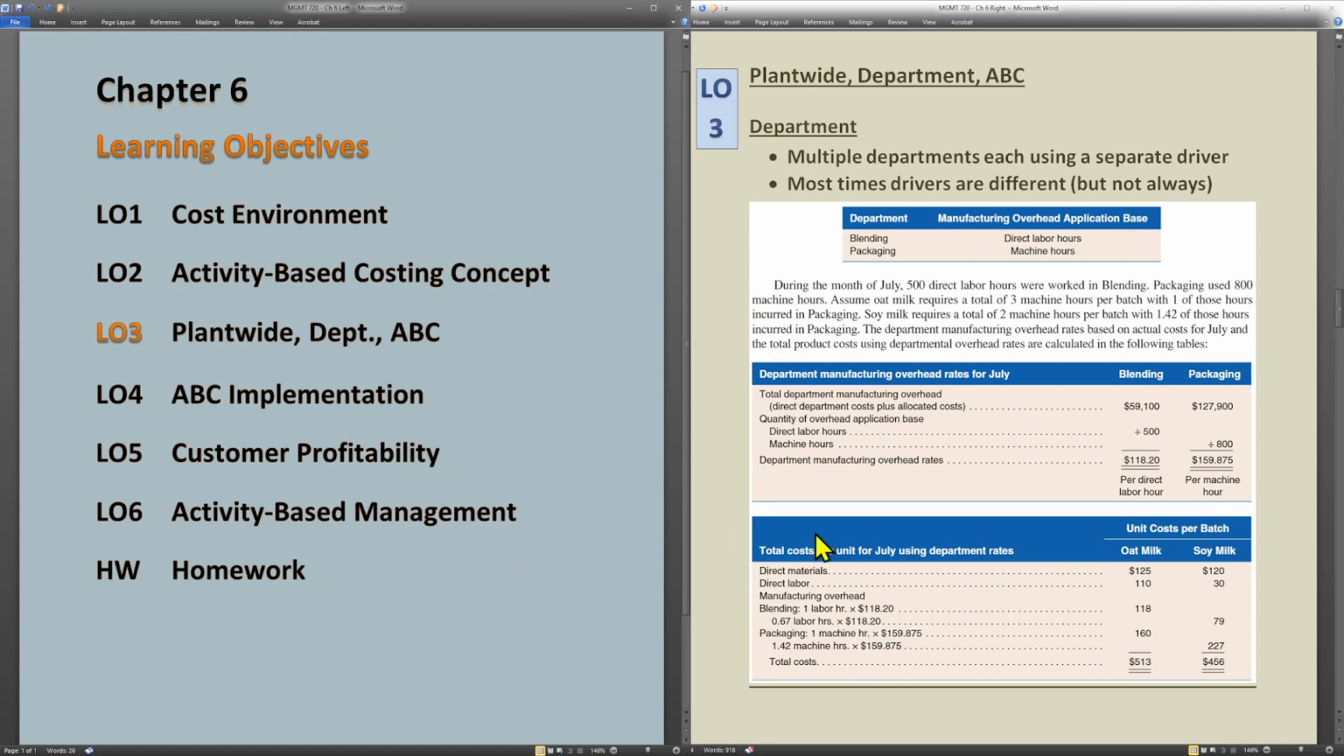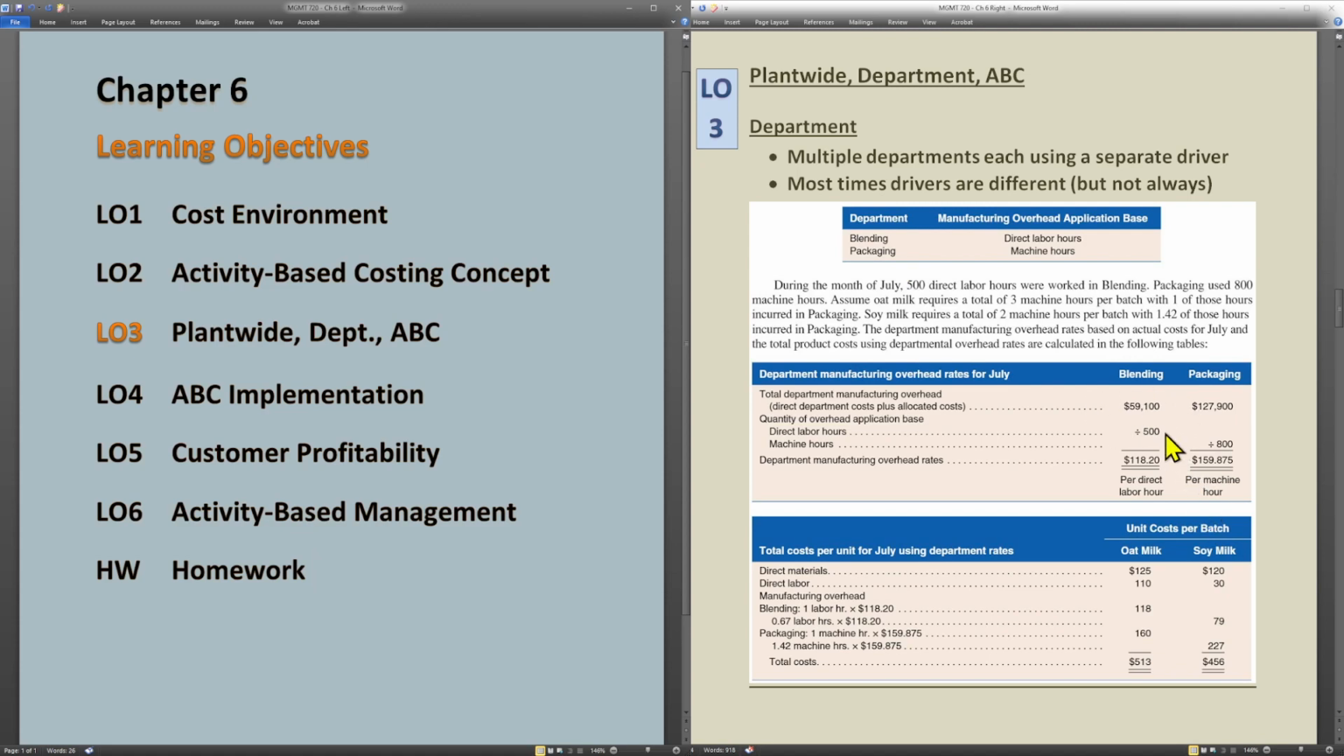The second one is, instead of looking at it by 2 products, we still have it by product, but we're now adding that perhaps they go through 2 different stages. They go through 2 different departments. And each of these departments uses a different type of cost driver. Let's say for this particular thing, we're still looking at oat milk and soy milk. Let's say the blending uses direct labor hours because it's more of a labor intensive process. And packaging uses machine hours because it's more machine intensive. So if we were to use machine hours for both of these, we might not actually get an accurate cost of how much each of these 2 products are using the different types of activities.